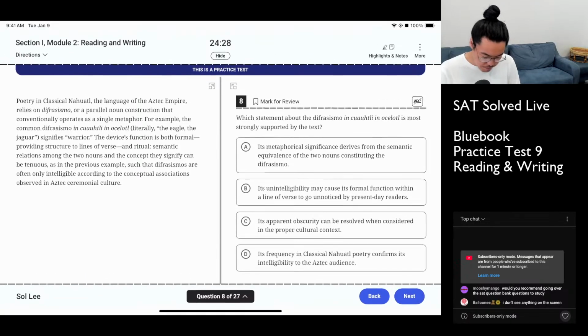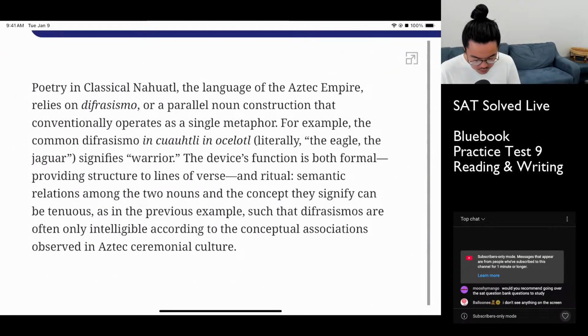All right, number 8. Here we go. Poetry in classical Nahuatl relies on difrasismo, a parallel noun construction for a single metaphor. For example, in cuauhtli, ocelotl, the eagle, the jaguar, signifies warrior. It's a double noun, but it's a double noun that leads up to. Oh, that's really cool. Actually, that's like a synecdoche. It's like an additive synecdoche.